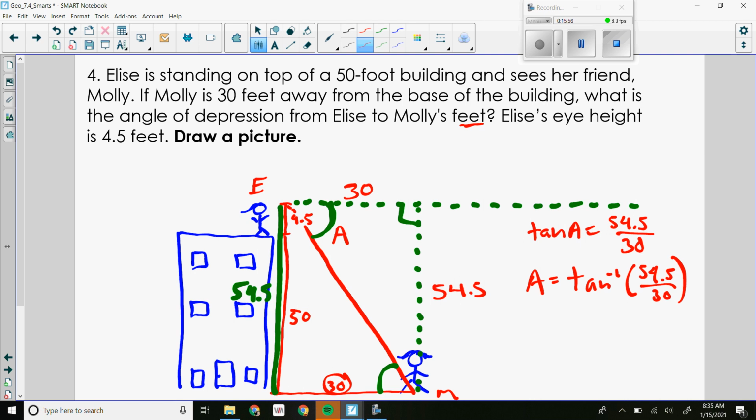In the calculator, let's go inverse tangent of 54.5 divided by 30. And that is 61.16 or 61.2. If we round, 61.2 degrees is what A would be. Okay, so its angle of elevation is 61.2. Now, that is the same, since they're alternate interior angles, as this angle, 61.2. Okay, so those would be the exact same, but it just asks for one of them, and that's the angle of depression, 61.2.